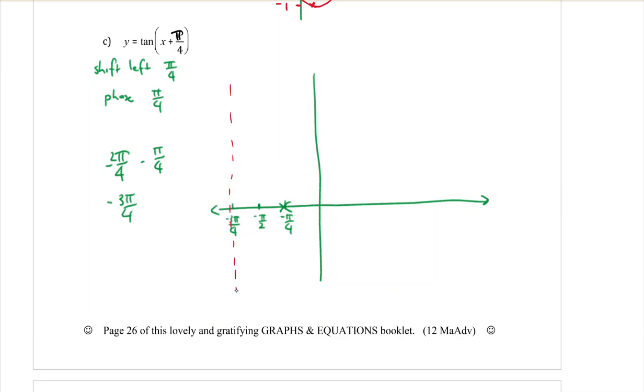Then my other asymptote, which is normally at pi over 2, and I'm subtracting off my pi over 4. Where is it? It's at pi over 4. So vertical asymptote there, pi over 4.